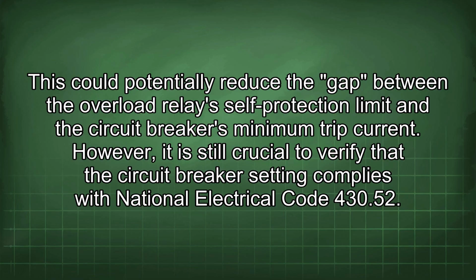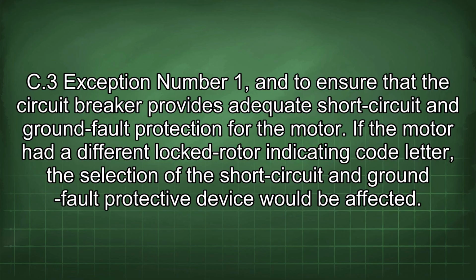However, it is still crucial to verify that the circuit breaker setting complies with National Electrical Code 430.52 C Exception number 1, and to ensure that the circuit breaker provides adequate short circuit and ground fault protection for the motor.